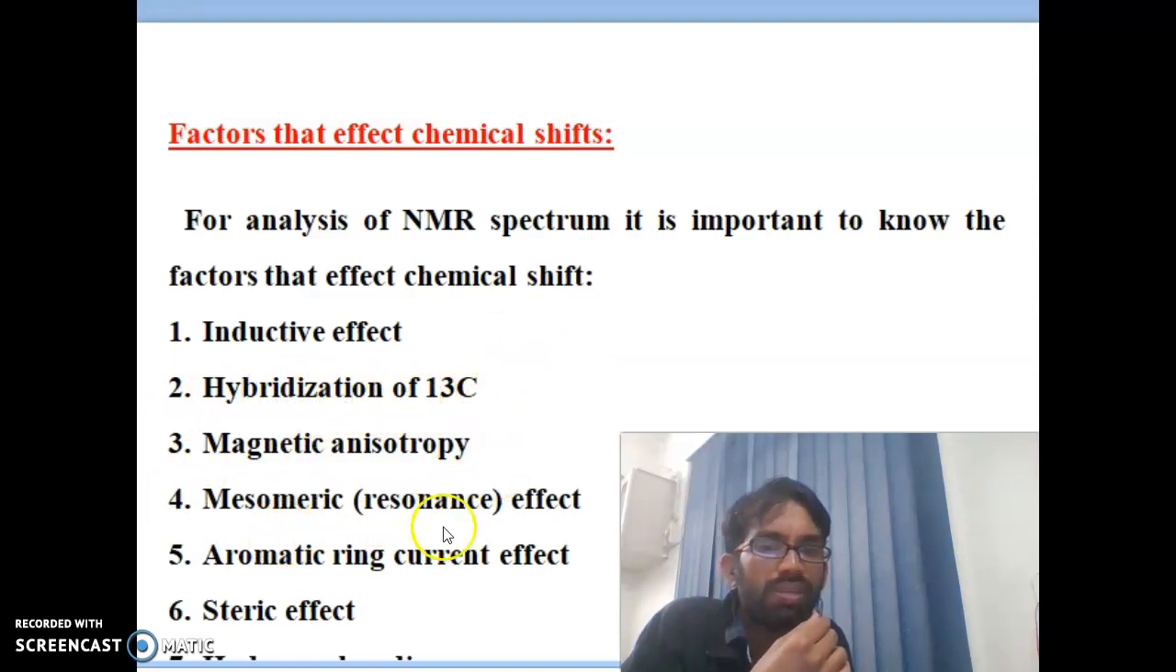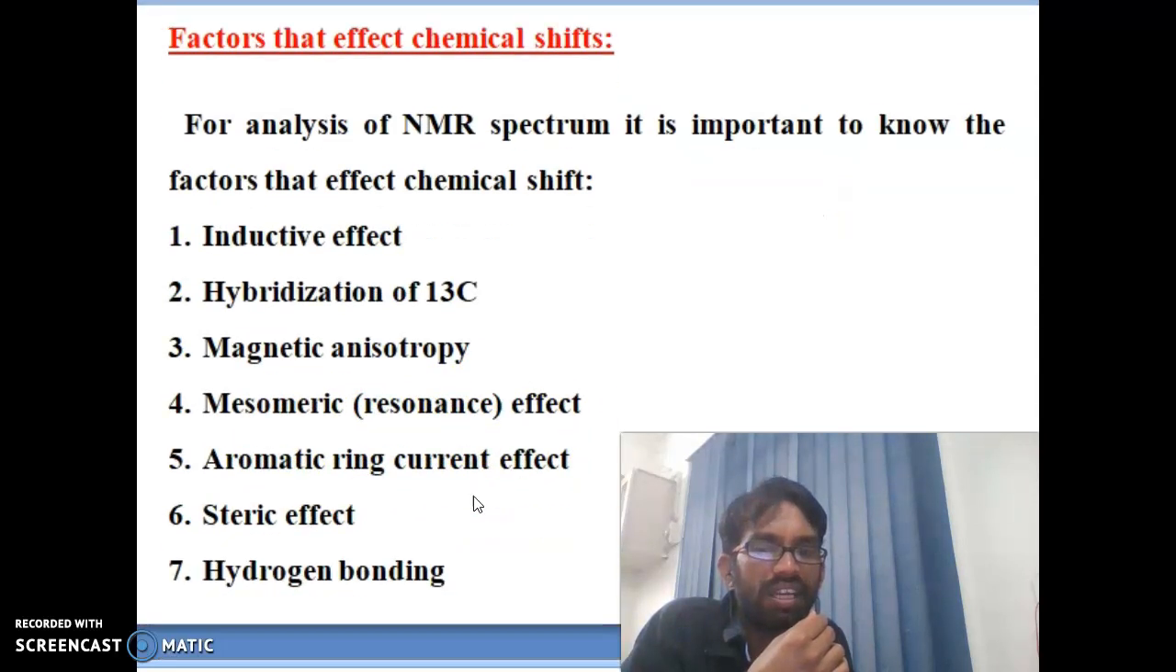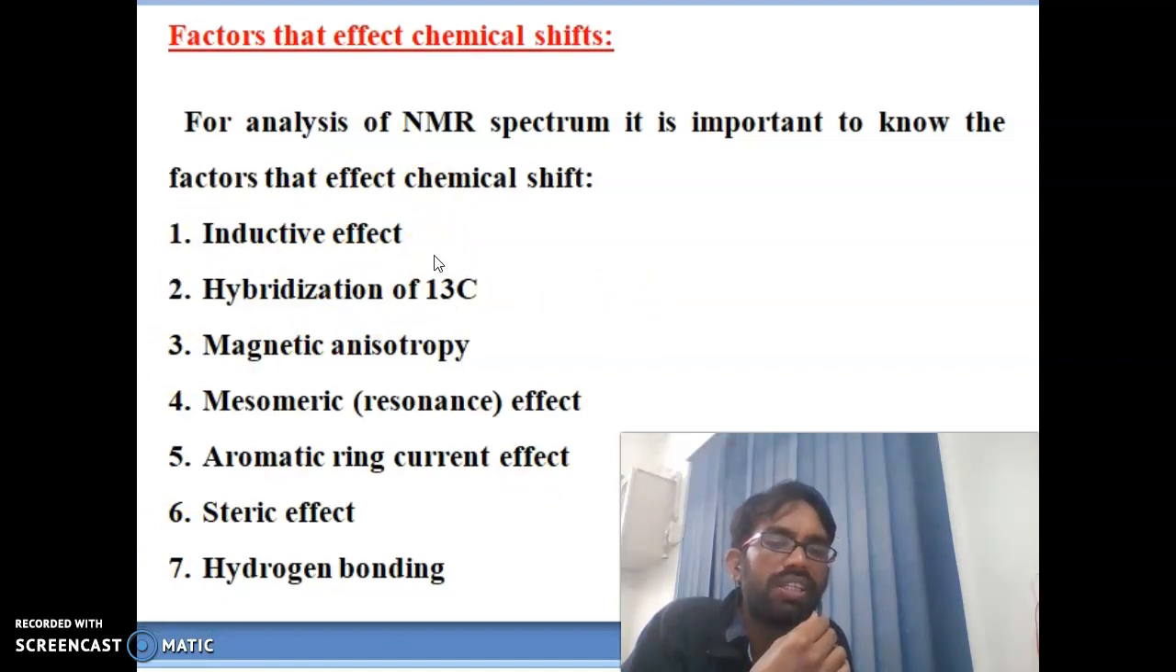Fourth one, mesomeric means resonance effect. Fifth one is aromatic ring current effect, sixth one is steric effect, and seventh one is hydrogen bond. These seven are the major factors that affect the chemical shift, especially in NMR spectroscopy.